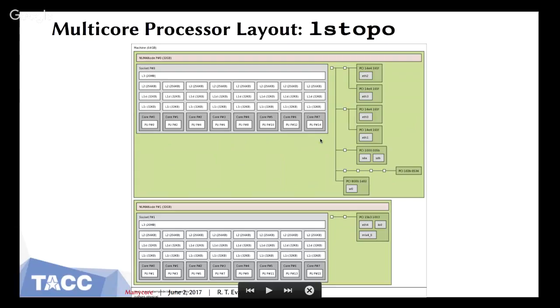And I think lstopo is installed on all of our systems. So if you log in, you can just run lstopo. If you have an X11 connection, this GUI will pop up and you can see it. And it's kind of nice. It gives you a very quick picture of the hardware if you're interested in the nitty-gritty details.